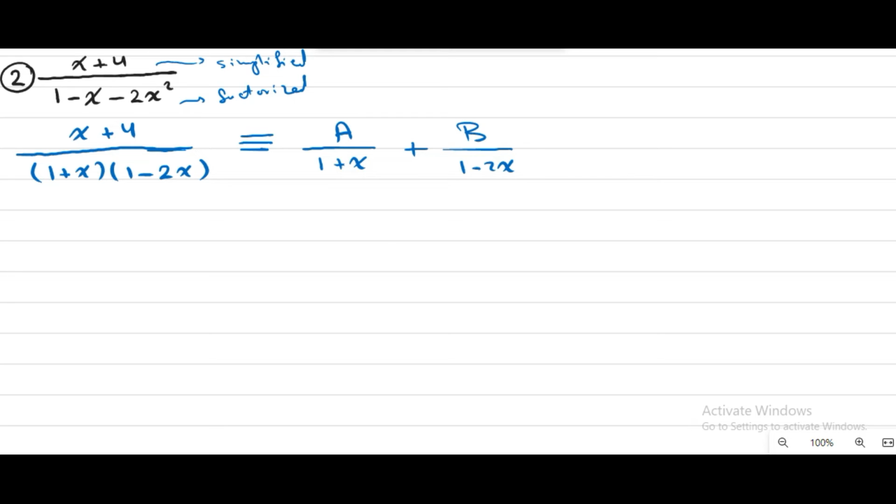So for letter A, what is the type of its factor? It's linear, so we can use the cover-up method to find the value of letter A. First, this factor equals 0 when x equals negative 1. So we can say that A equals, the denominator of A is linear, so we write A equals and cover this denominator, which is 1 + x, from this expression.